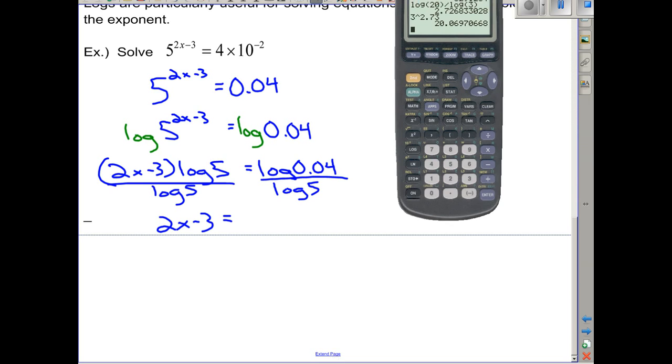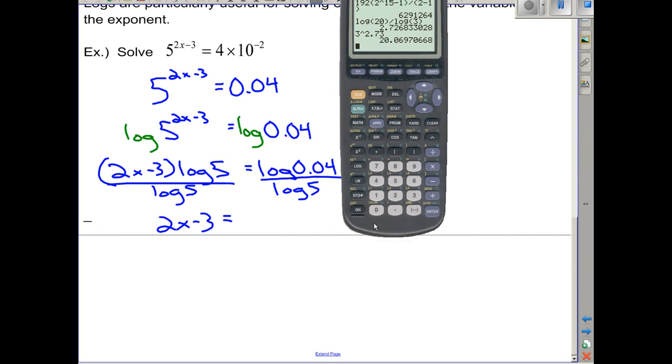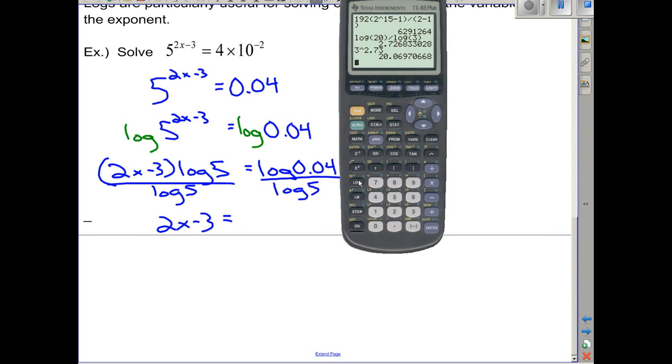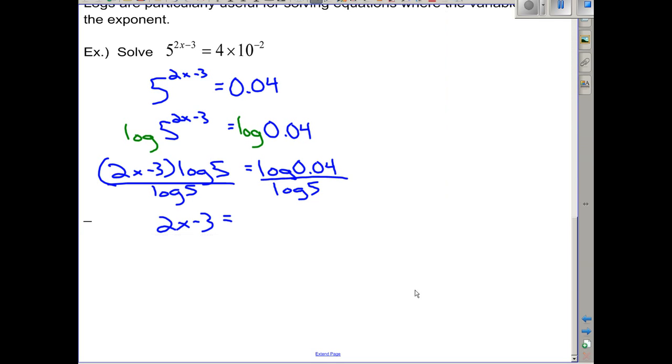I might be tempted to go to the calculator at this point rather than wait till the very end. Log of 0.04 divided by log of 5 gives us negative 2. That's nice and convenient. It's not always going to work out that nicely. Gives us 2x equals 1, or x equals a half. And we could go back and check that.